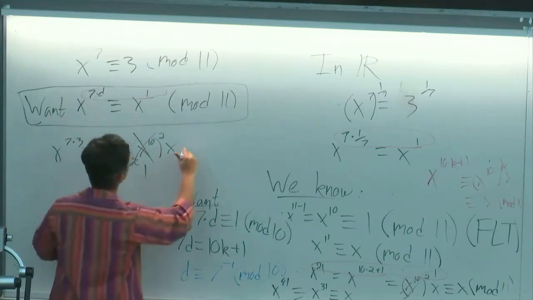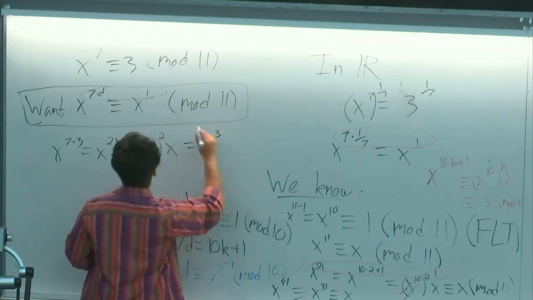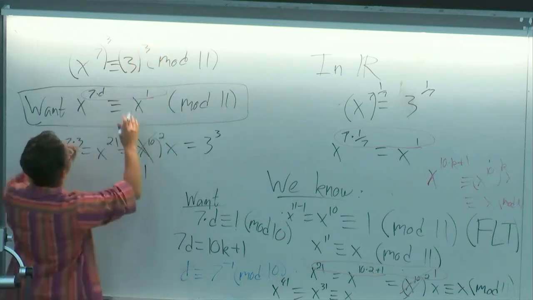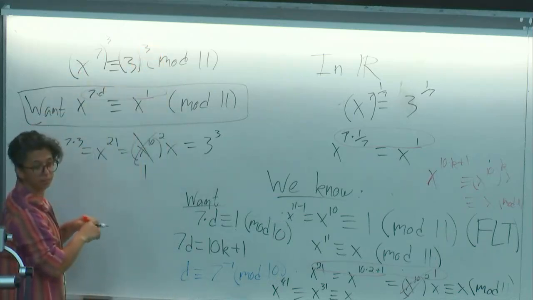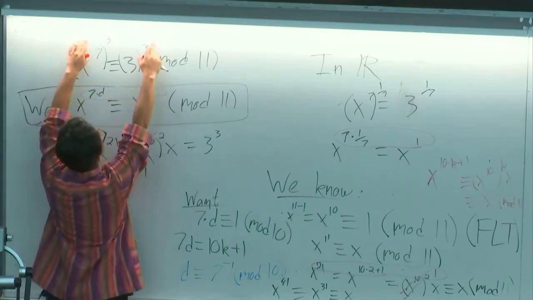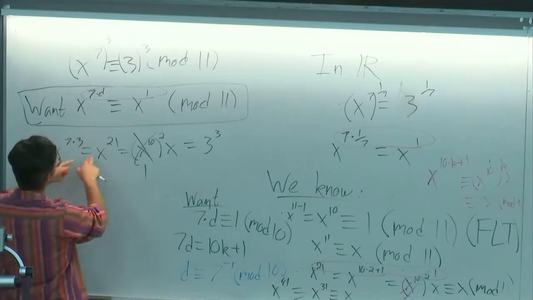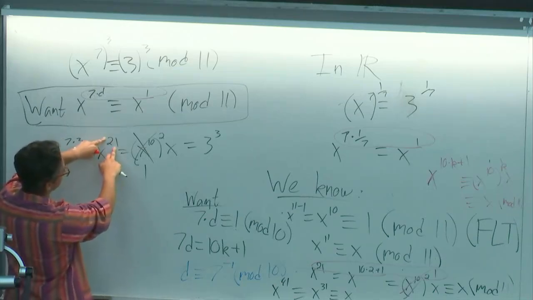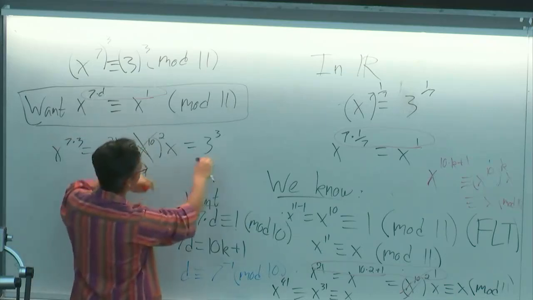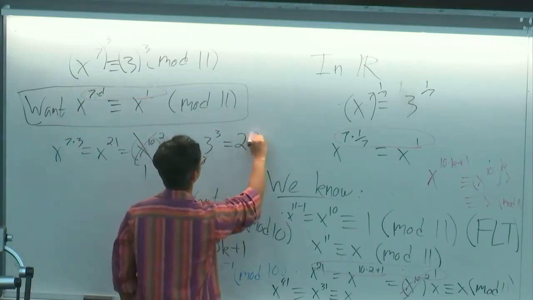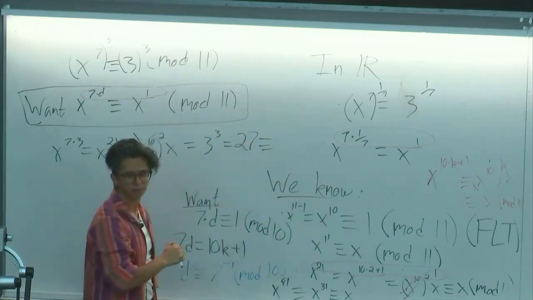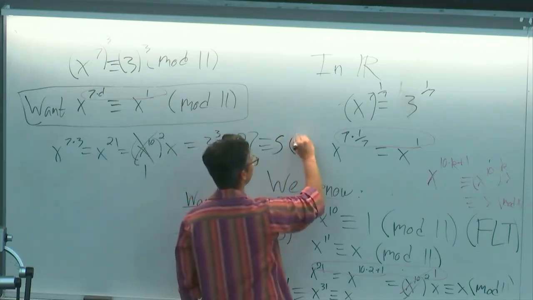The real point is we do that on both sides. So 3 to the 3, right? If I raise both of these to 3, this is how we're solving the equation. We're trying to get rid of that 7 in the exponent. If we raise both of these to the power of 3, what I get is x to the 21. x to the 10 cancels. All we're left with is x, and that's equal to 3 to the 3, which is 27. What's that mod 11? 5? Great.